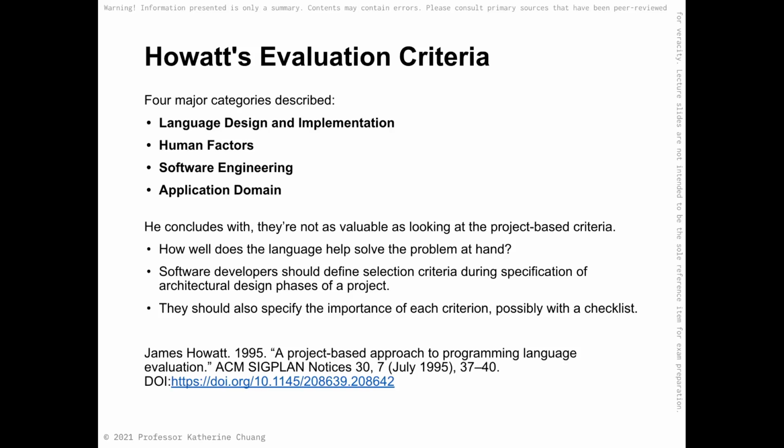So does the language help solve the problem at hand? That's like the most practical question that one can ask, and that should definitely be asked along with all the other different criteria.